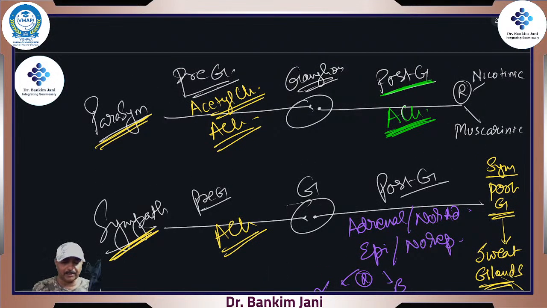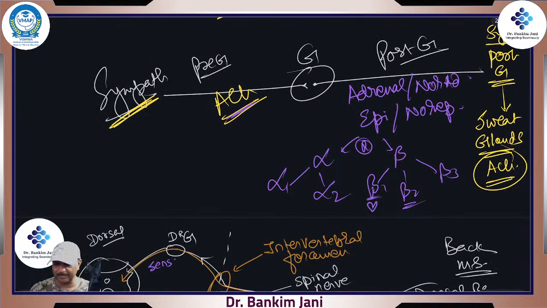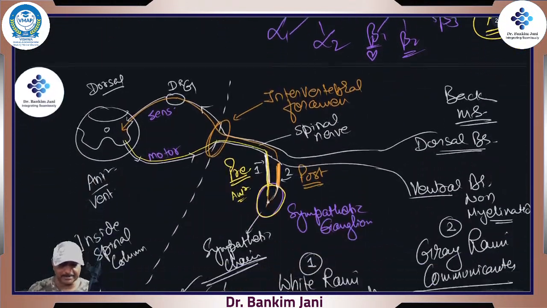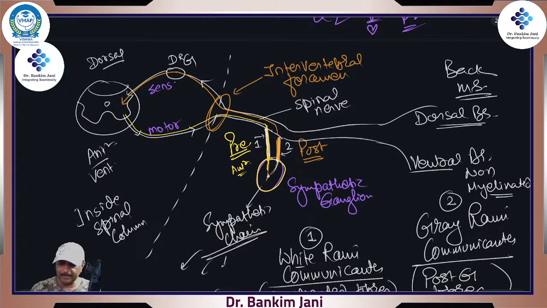When we talk about the ganglion, all the preganglionic fibers, whether sympathetic or parasympathetic, use acetylcholine. The postganglionic in case of parasympathetic is acetylcholine, and the postganglionic of sympathetic is adrenaline, noradrenaline, that is epinephrine, norepinephrine, depending upon their receptors, right?